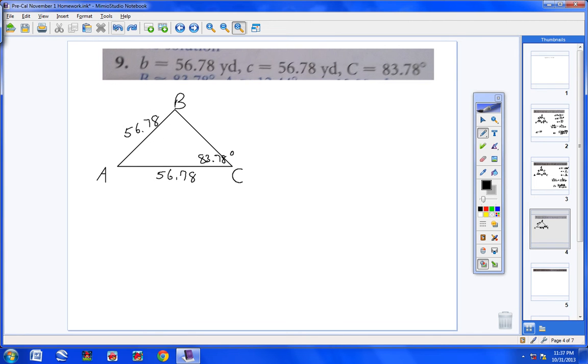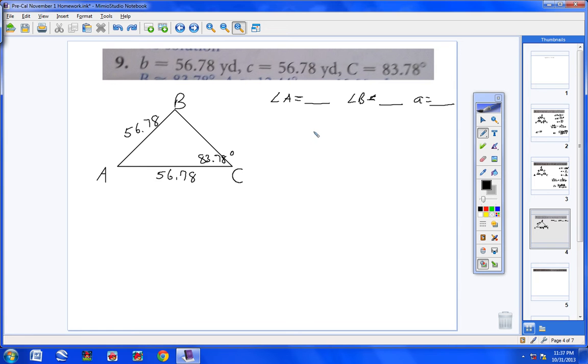Well, unfortunately, I have angle, angle, side. So I am going to have to check and see if I have two solutions or one. But first of all, let's go ahead and list out what I'm looking for. It looks like I'm trying to find angle A, angle B, and then side A. Here's my pair. I have my two sides, my two C's right here.